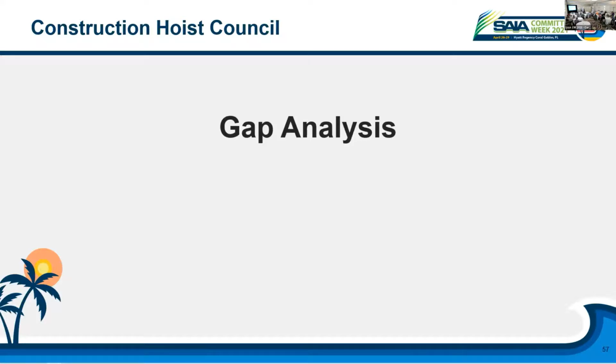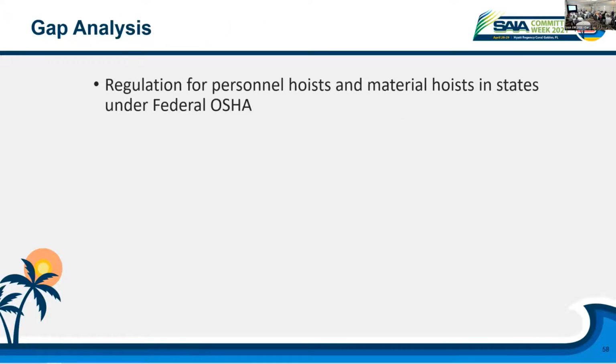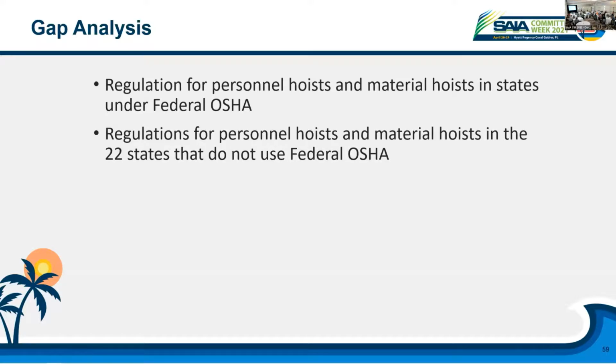So now, after that, any questions about the operator guidelines that we're looking at doing? So gap analysis, like every other council, we're working on gap analysis on the standards compared to OSHA and where those differences lie. So right now, when we start talking about material hoist and personnel hoist, it gets very complicated when it comes to some of the regulations. So we're looking at the OSHA regulations for personnel hoist and material hoist, and it's a very, very small section. And then we also are looking at regulations for personnel hoist and material hoist for the 22 states that have their own state-funded OSHA.